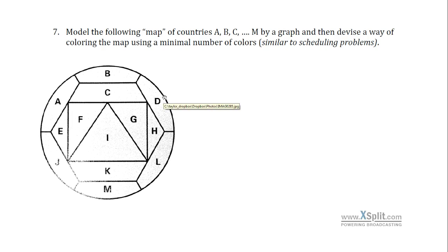Scrolling on down, as far as coloring goes, if we have a map, suppose this is some continent. We've got this kind of circular map here, and I would like to determine if this map is indeed colorable. I want to do a coloring of this map with a minimum number of colors. So here's what I'd like to do. I'd like to devise a way by modeling this as a graph first and then devise a way to color it in some way. So I'm going to go ahead and start.